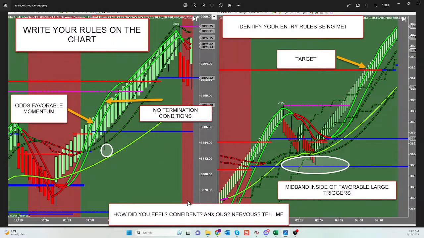And then one of the things that I really like to see is tell me how you felt. Were you confident getting into a trade? Were you nervous? Were you anxious? Because a lot of this is very telling. Guys, what you write on a chart becomes very revealing about where you're at with your rules and your understanding of the rules or your willingness to break the rules. One of my favorite things is when people write "but" on a chart. I didn't have rule number 1 met, but this was going on.